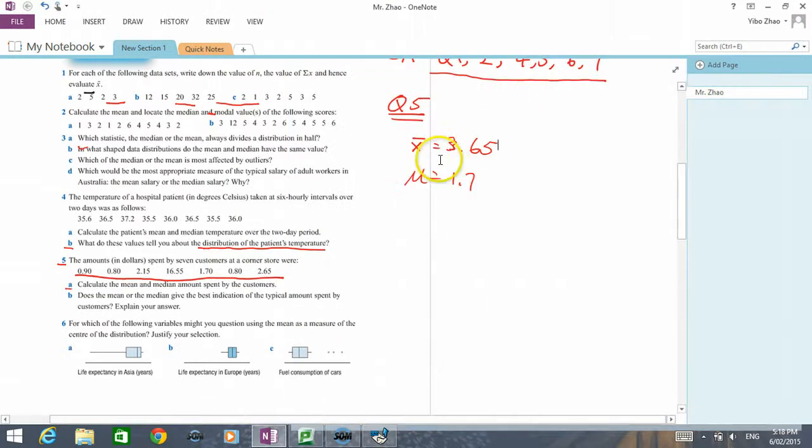Now, if we look at the mean and median this time, they are different. They're really different. So the distribution is not going to be symmetrical, because they're just too different. Now the next part of question 5 asks: does the mean or the median give the best approximation of the typical amount spent by a customer in this shop?